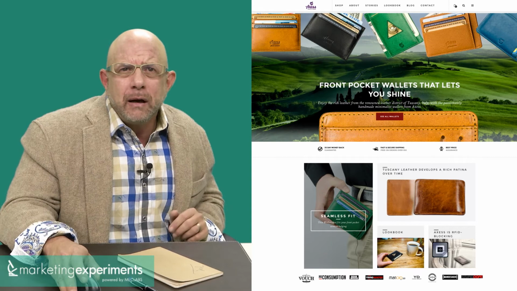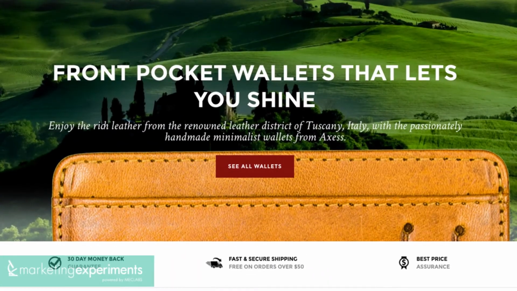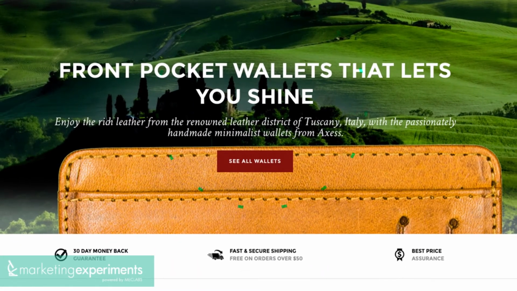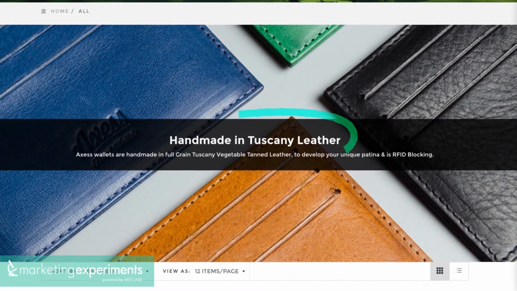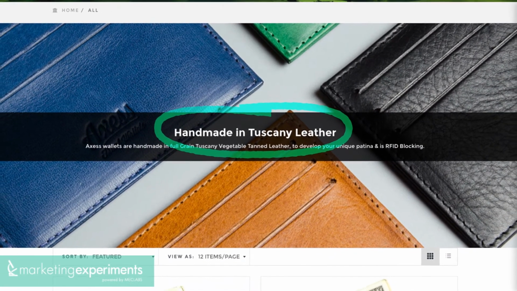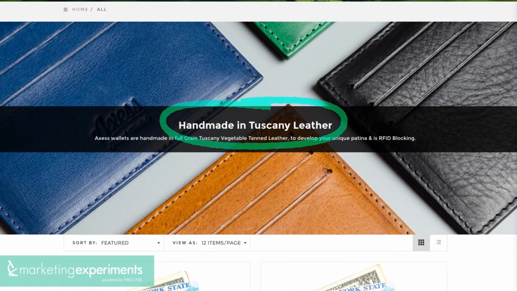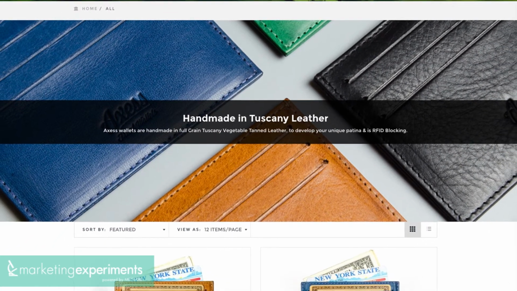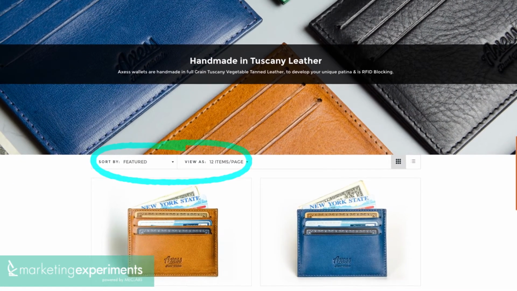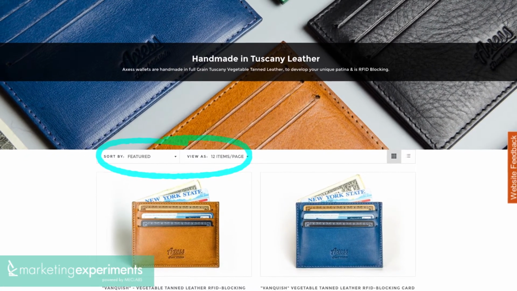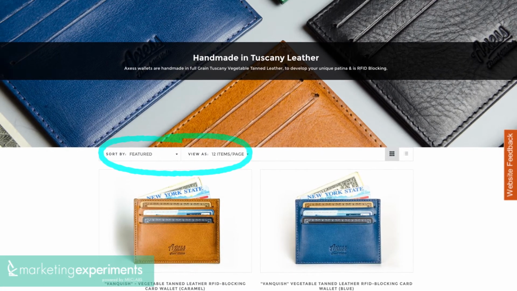So I'm going to go back up and I'm going to try to find that see all wallets and see if nav pops up that's easier for me to understand. The first thing that comes is I see handmade in Tuscany leather. And there's some value there, but I certainly don't see all wallets. In fact, I have no nav yet. It just says featured or view as. And so I'm still wondering, what is it I'm missing? How do I make sense of the site?